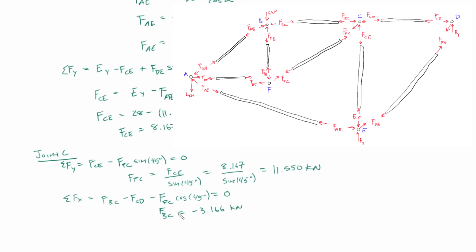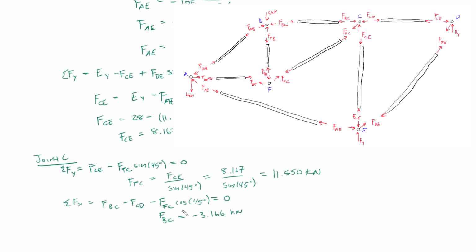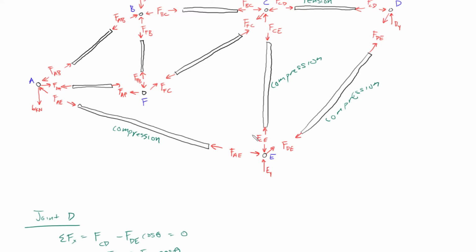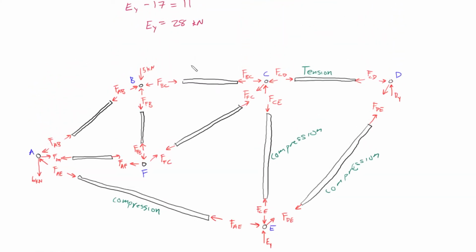So BC is negative, so let's go to our diagram again. Where's BC? BC is right here, so it's negative, so we could say that is in tension, not compression, because we have to flip the arrow because it's negative. And we could say that this right here is also in tension, because the force value for FFC was positive, so this is in tension.